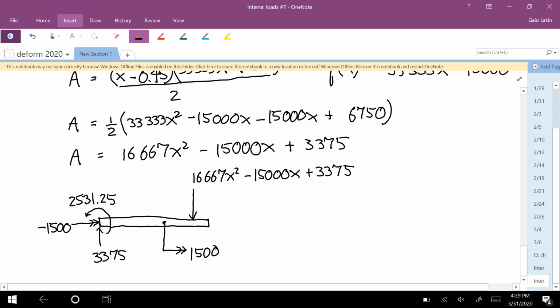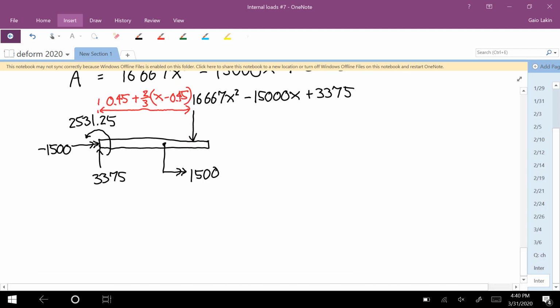And then the distance from the endpoint here, that's what we're going to need for a moment arm, is 0.45 plus 2/3 of the length of the triangle we have left. So that's 2/3 times the quantity x minus 0.45. Okay. Well, now we have everything we need to finally go to Newton's laws.